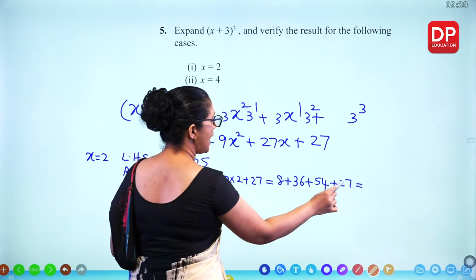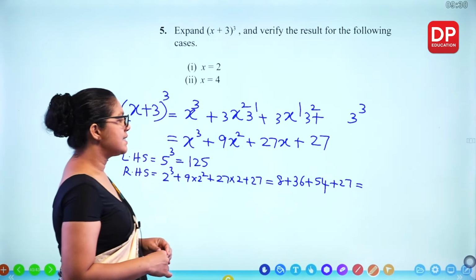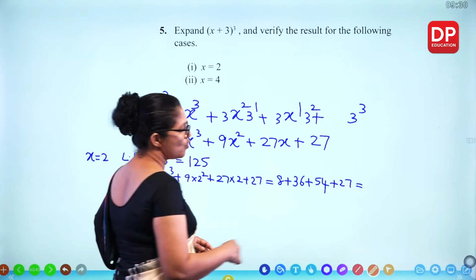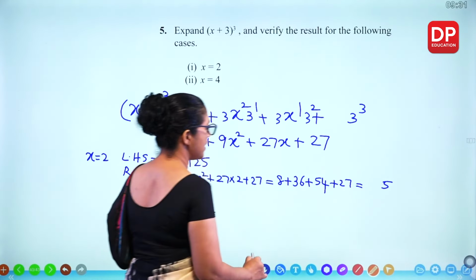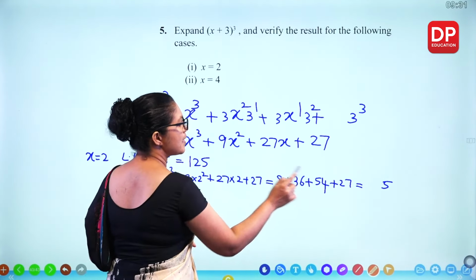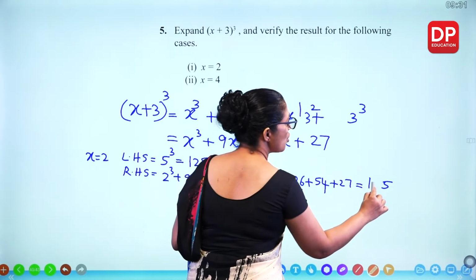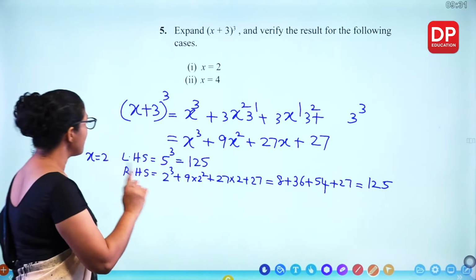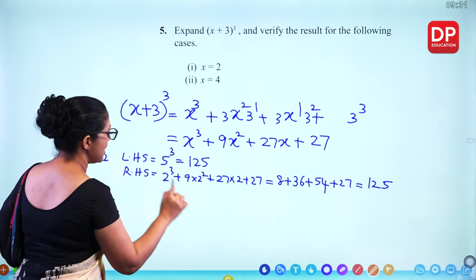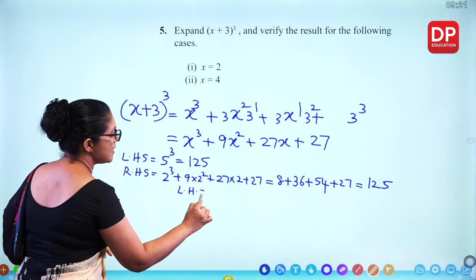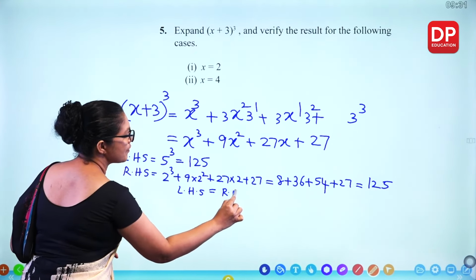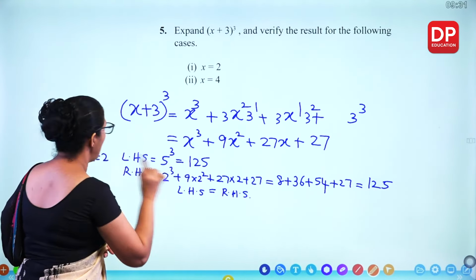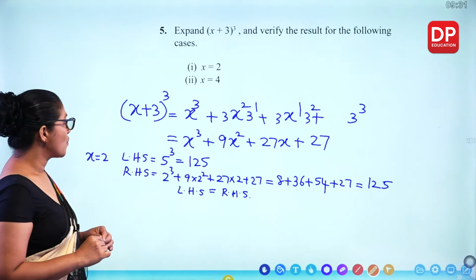6 plus 4, 10. 10 plus 8, 18. 18 plus 7, 25. 2 remaining. 2 plus 3, 5. 5 plus 5, 10. 10 plus 2, 12. So you get 125. So we see left hand side is equal to the right hand side for when x equals 2.